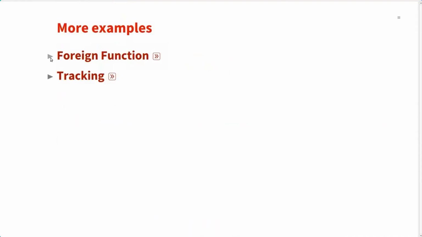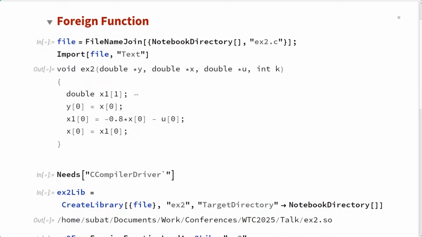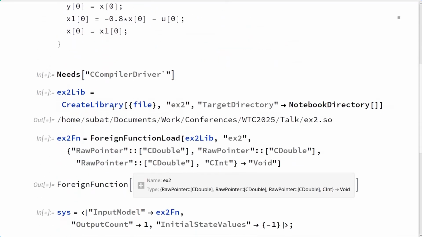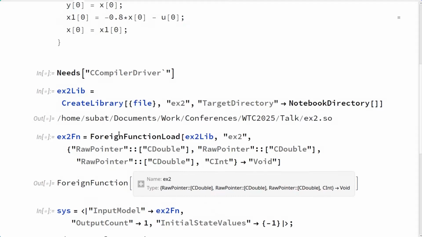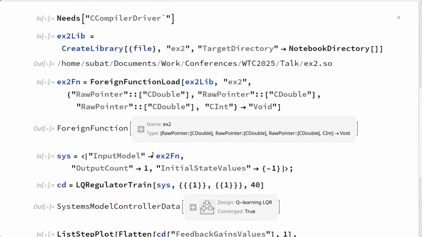Okay, so let's look at some more examples. Here it's more general. I've shown how to interact with a foreign function. I have this very bare bones C code, which I then compile and create this library. You can use this as the environment for this function. I use the function foreign function load to load that function from this library, and I need to specify what its arguments are. Once I get that, I can give that as the input model.